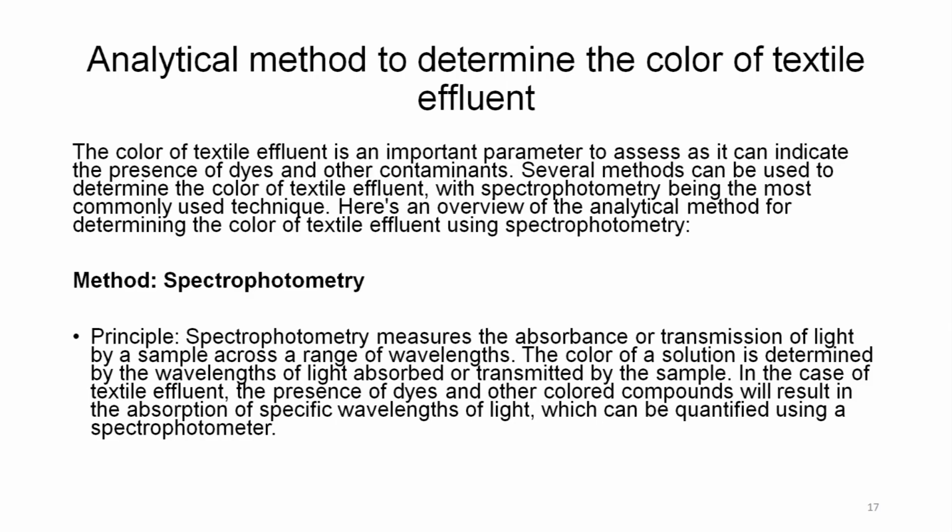What is the principle behind the spectrophotometry analysis? Spectrophotometry measures the absorbance or transmission of light by a sample across a range of wavelengths. The color of the solution is determined by the wavelengths of light absorbed or transmitted by the sample. In the case of textile effluent, the presence of dyes and other colored compounds will result in the absorption of specific wavelengths of light, which can be quantified using a spectrophotometer.